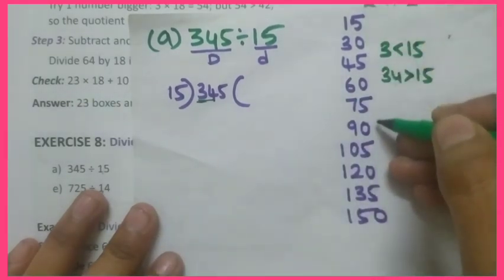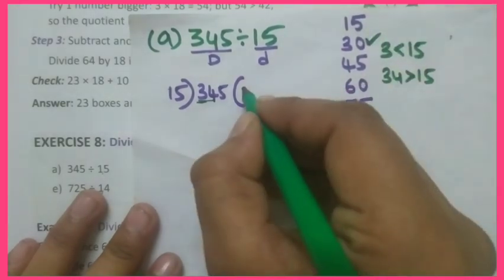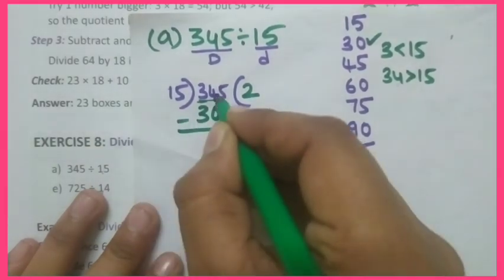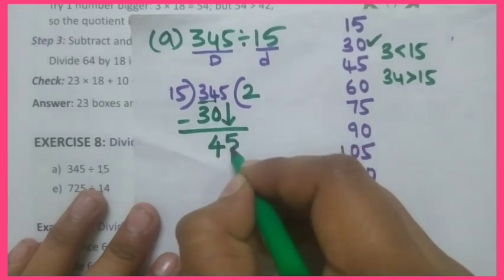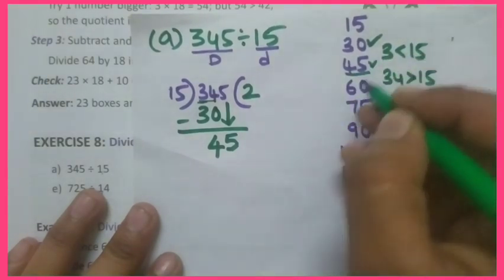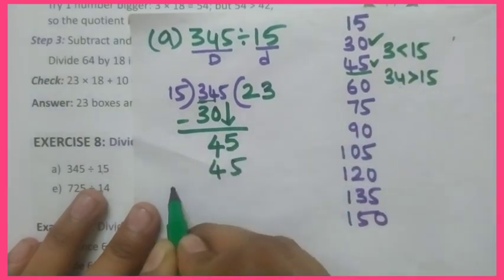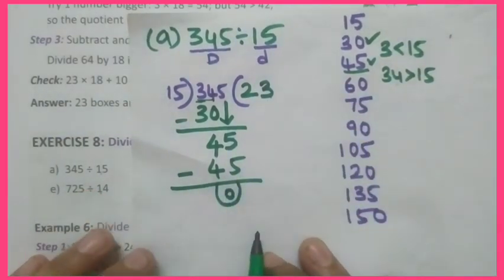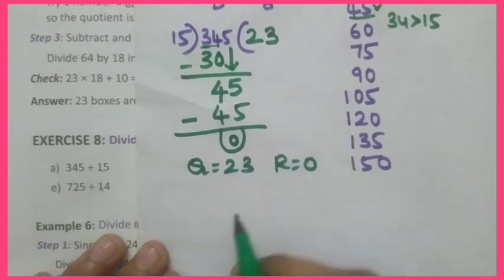So look here in this table, 34 is there. No, 30 is there. So 15 twos are 30. Okay. Now we will do subtraction. 4 minus 0 is 4, and you have to write this 5 here. Okay, in the 15 table we got 45. Yes, here it is. So 15 3s are 45. 45 minus 45 is 0. Here this 23 is the quotient, and the remainder is equal to 0.